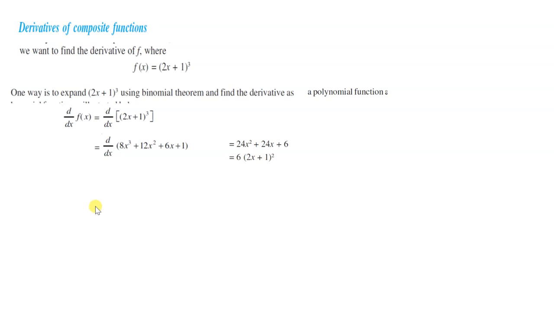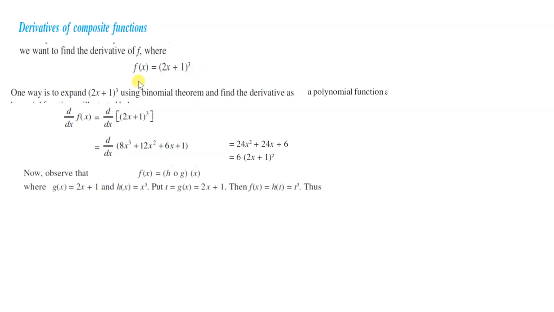The other way of finding its derivative is to express this as a composition of two functions, in which one function is g(x) equal to 2x plus 1, and the other function h(x) is the cube function, so it is x cube. Let us denote this g(x) by t. Then f(x) becomes t cube, which means it becomes a function of t.